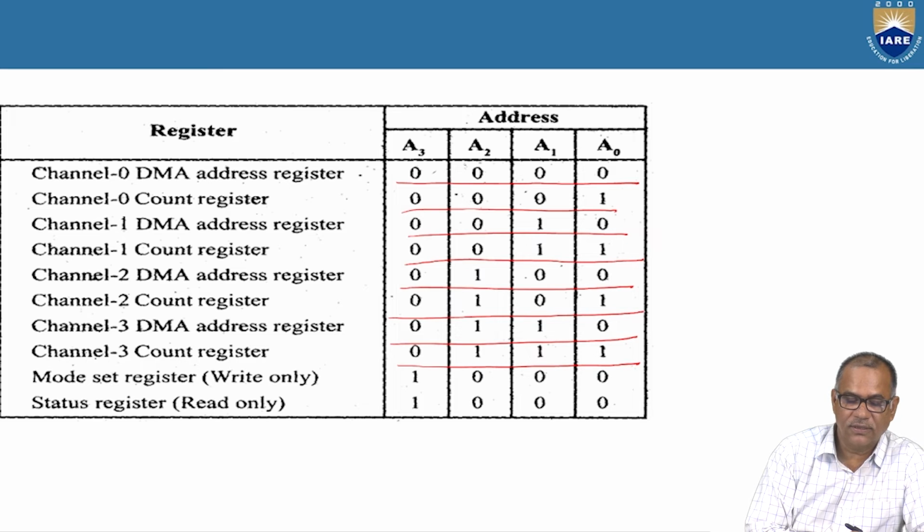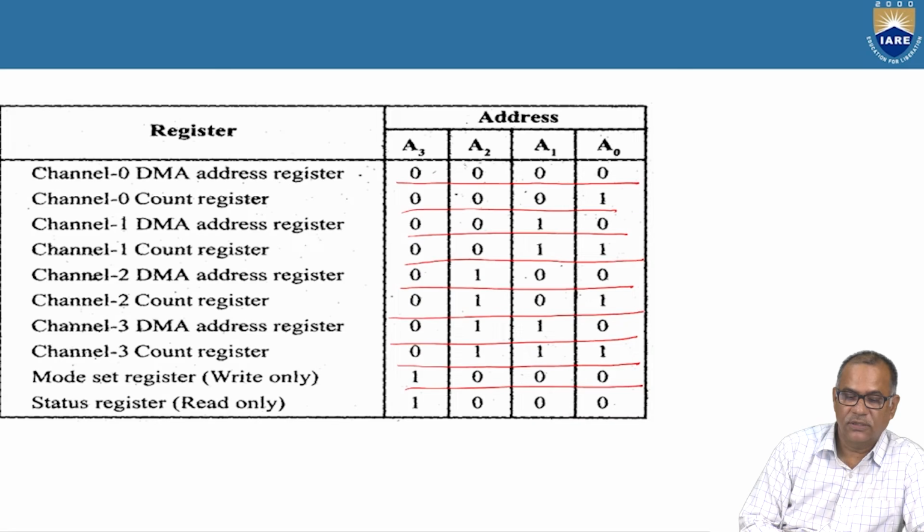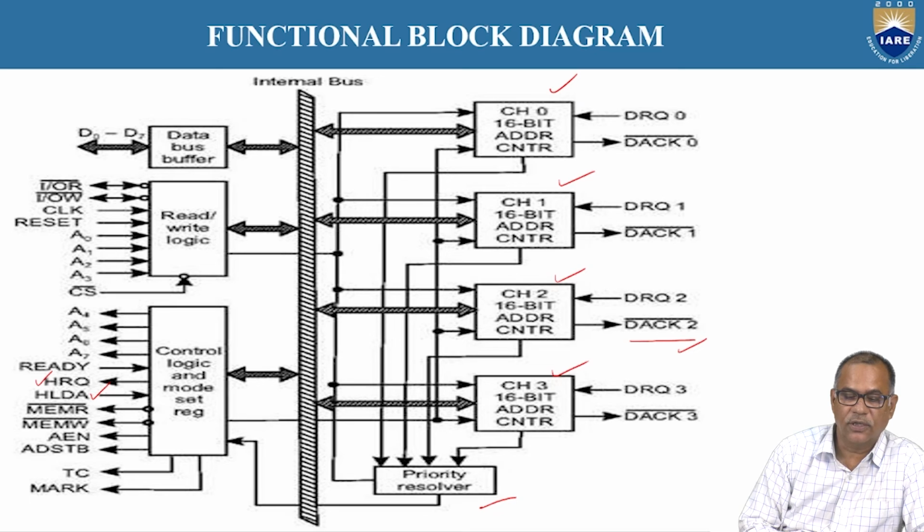And the mode set register, which is a write-only register, the address is 1 followed by all zeros. And the status register, which is a read-only register, has the same address, 1 followed by all 3 zeros. So this is in brief about the DMA controller.